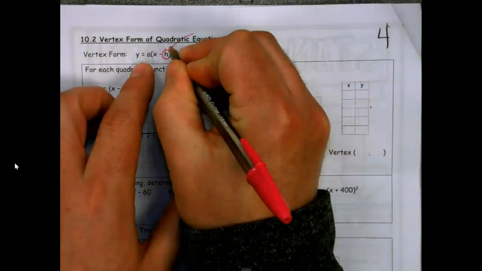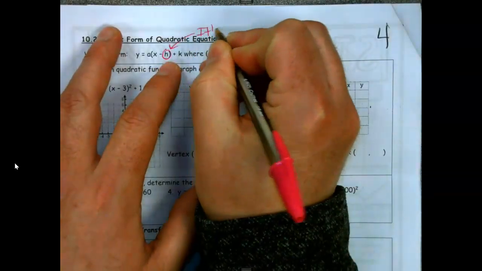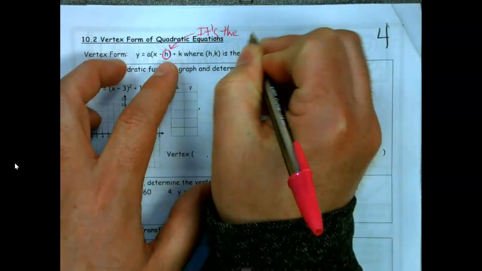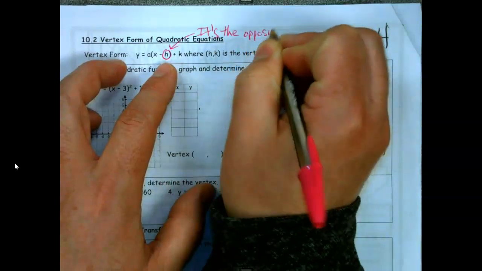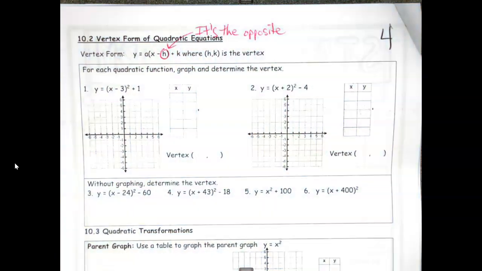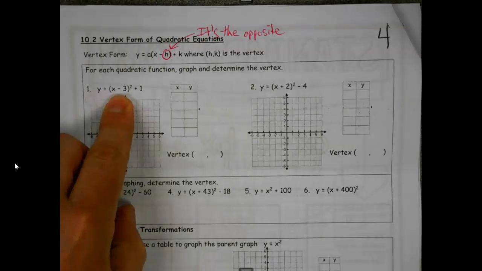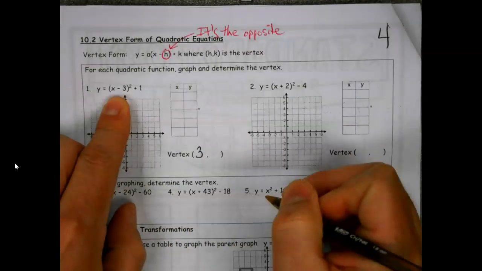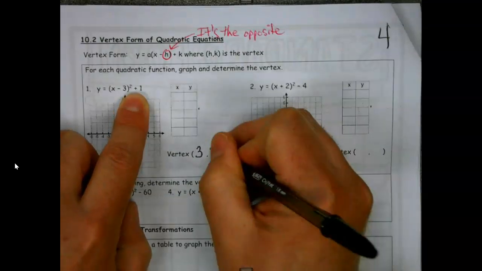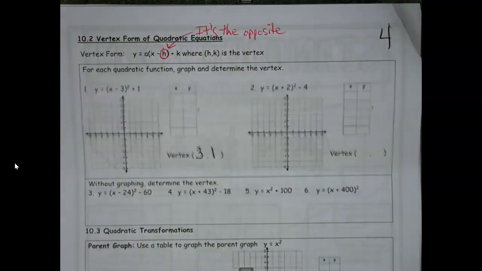This h value, it's the opposite. So here's what I mean by that. Whatever value you see inside the parentheses, when you go to find your vertex, you flip the sign on it. That's the only thing I've got to be careful of. So for instance, before I ever type number 1 in my calculator, I take the opposite of -3, but I keep the 1 on the outside. That's my vertex. I can even prove it.